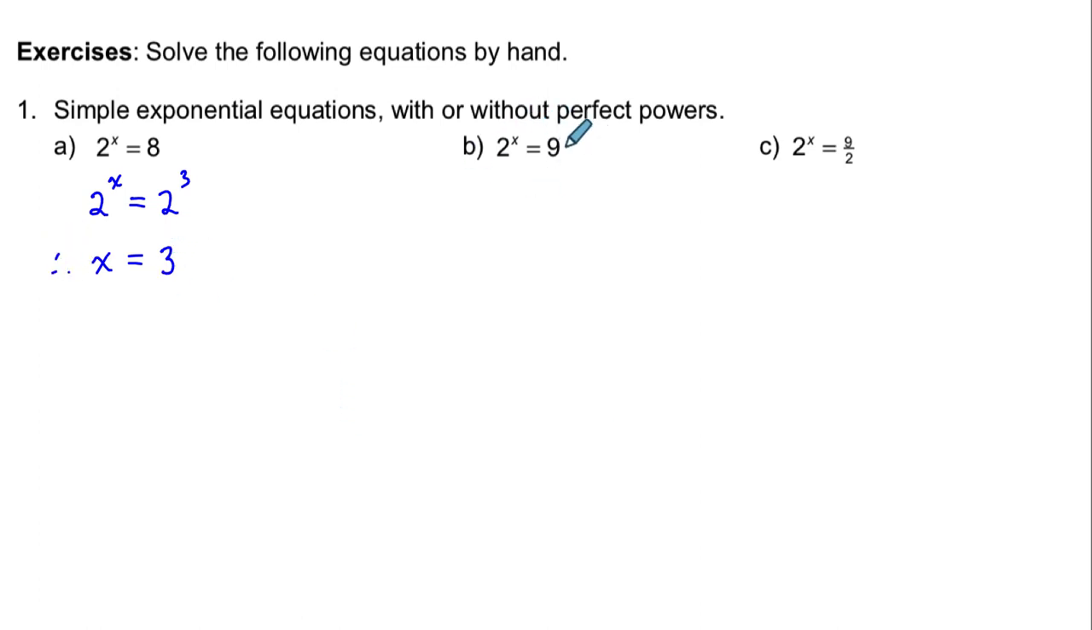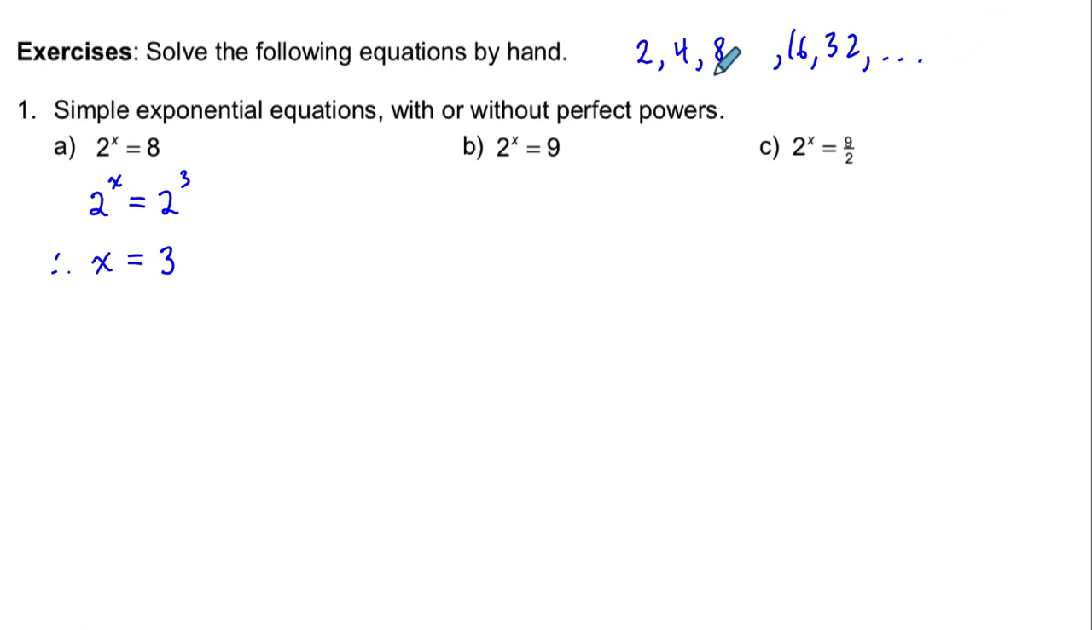Now, in the next question, we see that 9 is not one of those perfect powers of 2. Again, if we wrote them, we would get 2, 4, 8, 16, 32, 64, and so on. If you're not familiar with the perfect powers of 2, I recommend that you go back to the table of values and make sure you know all the perfect squares, perfect cubes, and perfect powers of base 2, 3, 4, 5, and 6 that are given in the table.